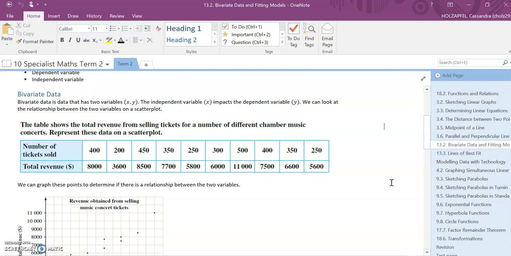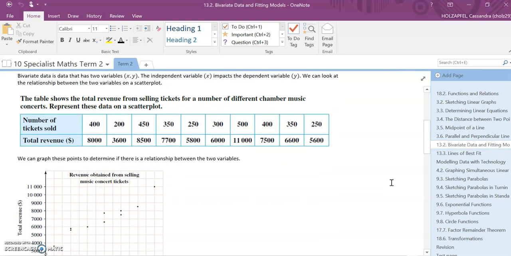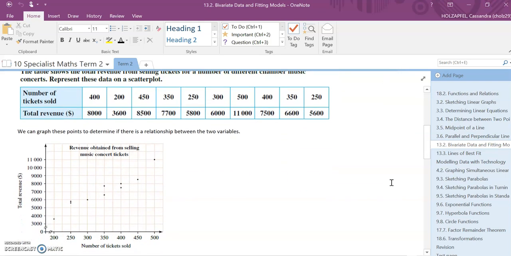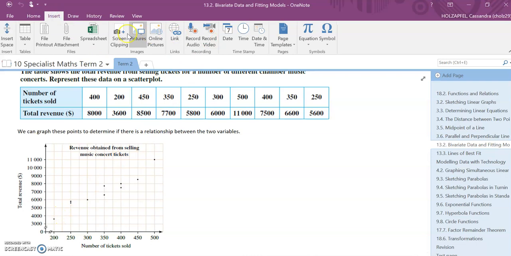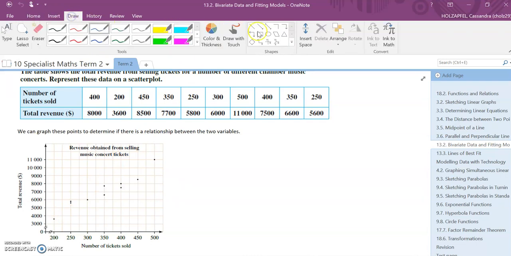So for example, this table shows the revenue from selling tickets for a number of different chamber music concerts. Represent this data on a scatter plot. All you need to do is plot it like an x and a y coordinate like you've done a bunch of times before. And eventually we start to see this sort of pattern. We can't exactly draw a perfect line through this, but I'm going to make a little prediction here.